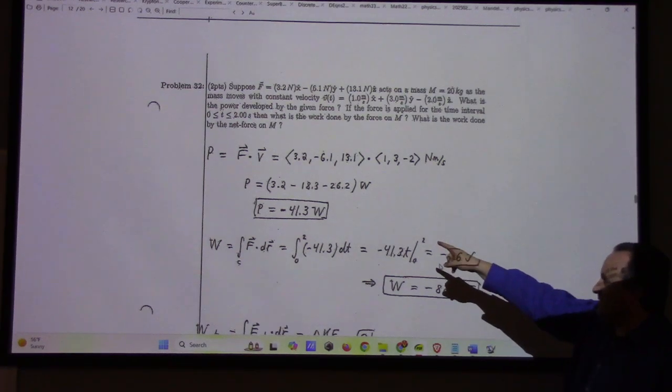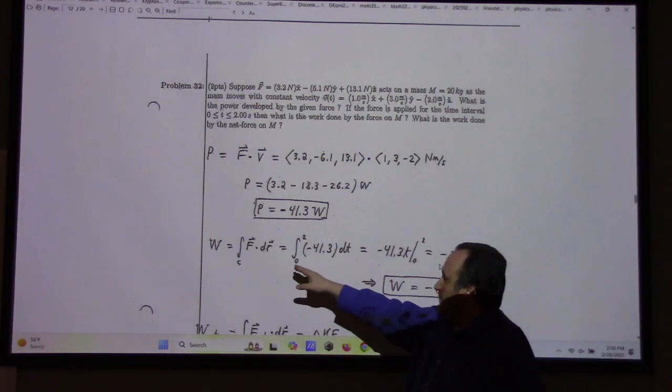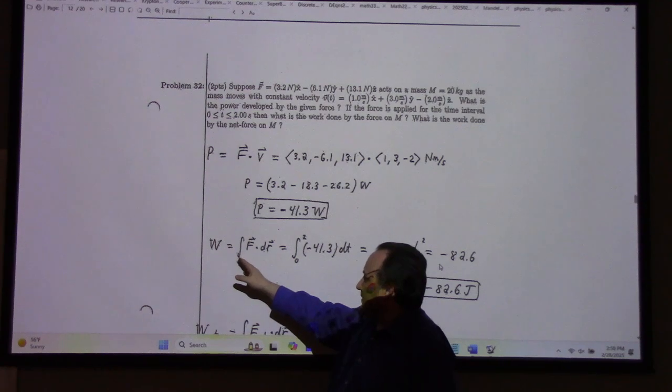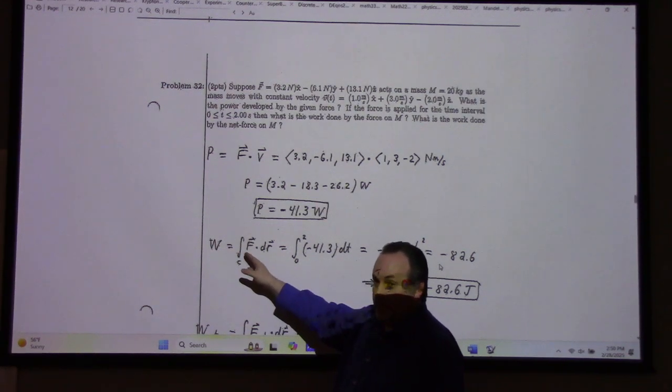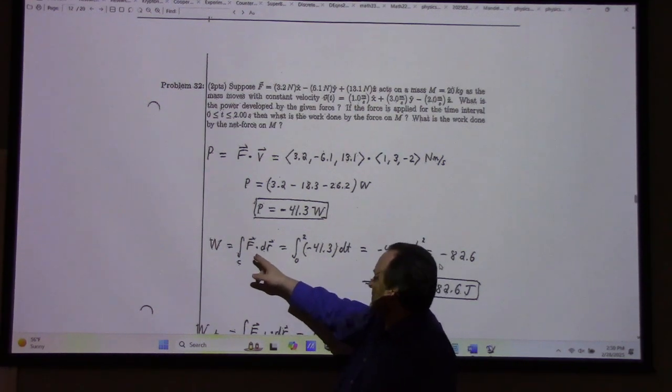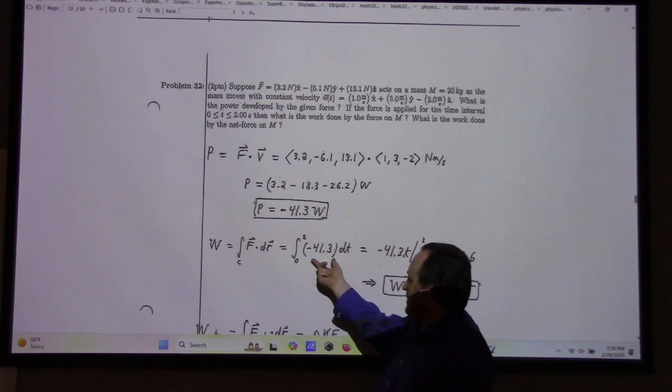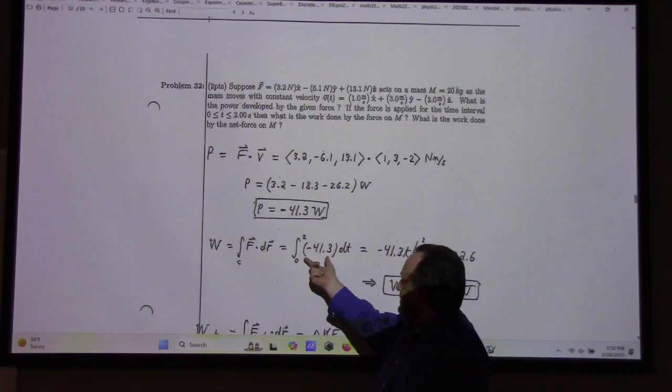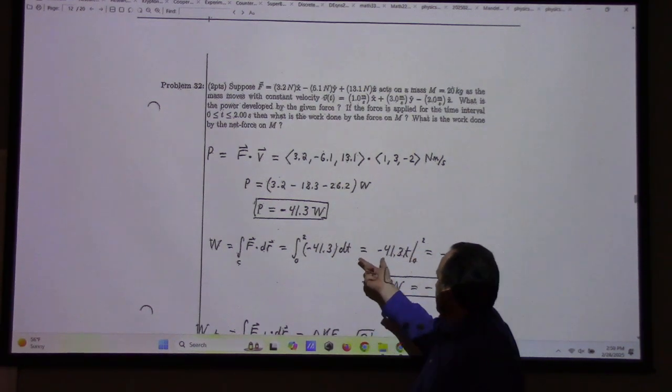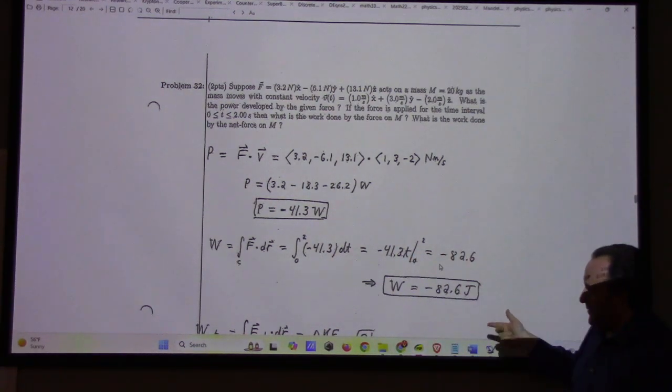Anyway, if we know the power developed by a force, to calculate the work done by that force, we simply integrate the power. Because that's what the work integral works out to be. We derived that last class, I guess. But anyway, that integrates to minus 82.6 joules.